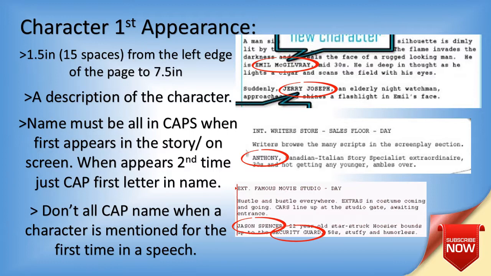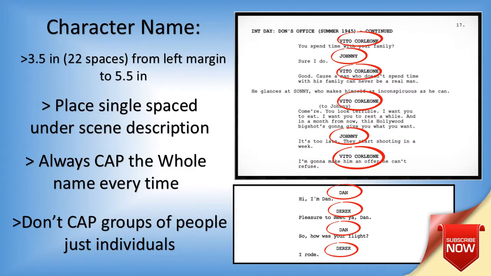You can throw in his age, and then you can start describing the action of what he is doing. So now let's talk about the character name. After you introduce the character for the first time, after you say what he's doing, the action, describing the action, now you're ready for him to talk.